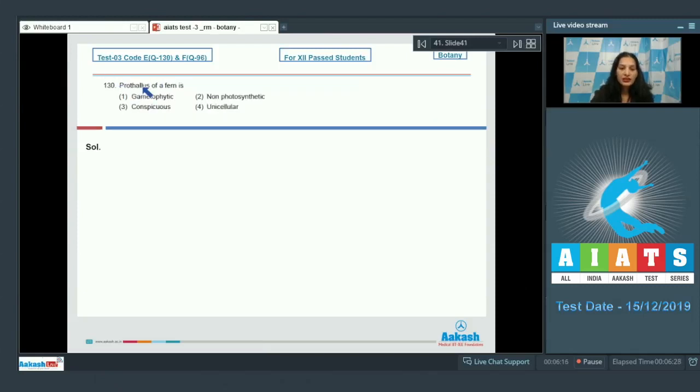Question number 130. Prothallus of a fern is. In a fern, the prothallus, it's a gametophyte. So, this is true. Conspicuous? No, it is inconspicuous. It is photosynthetic and multicellular. So, the correct option for the given question is option number 1. Let's move to the next question.